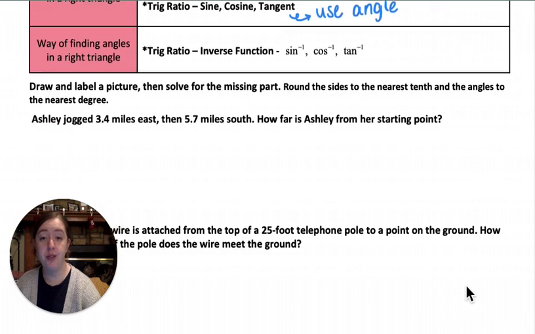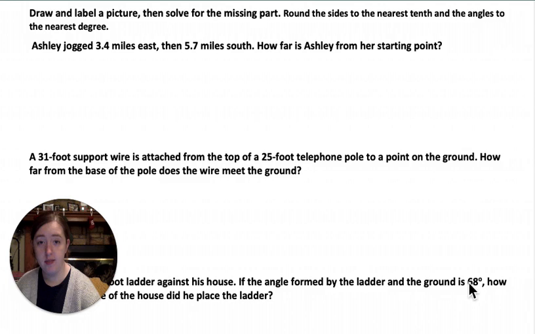So we are going to draw and label a picture, then solve for the missing part, and round the sides to the nearest tenth and the angles to the nearest degree. Okay, so first of all, Ashley jogged 3.4 miles east, 5.7 miles south. How far away is she from her starting point?